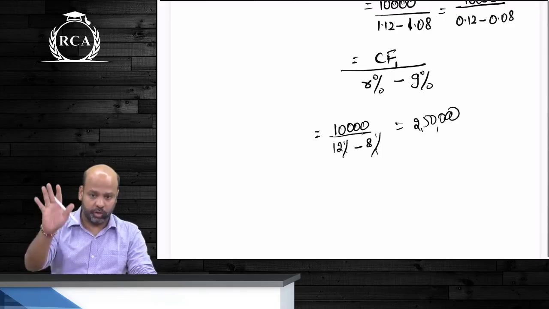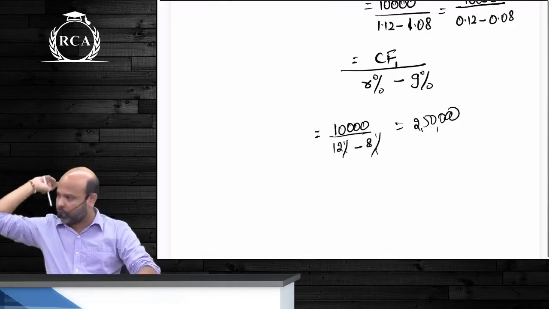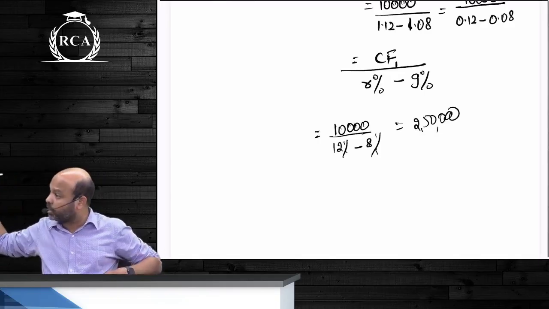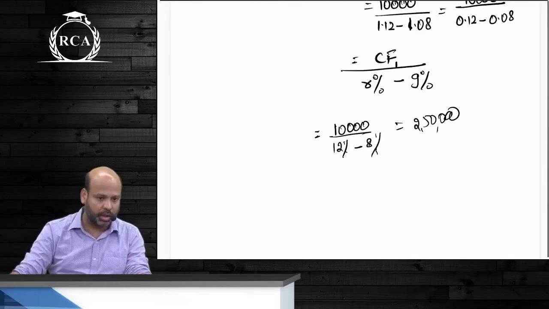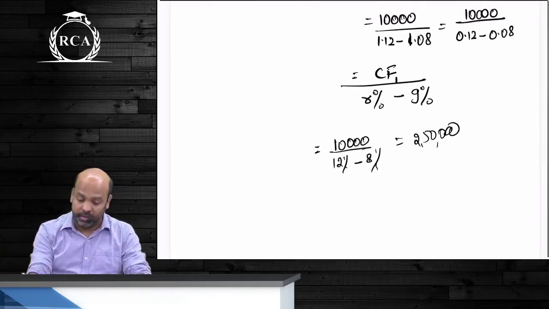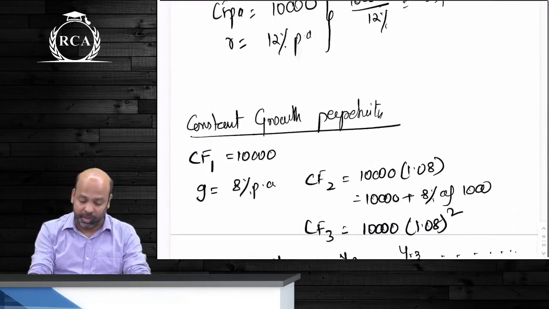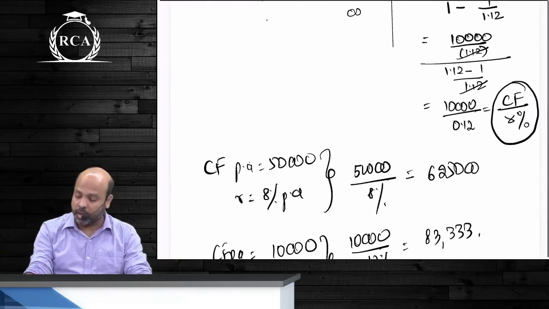If the growth rate of 8% were not there, if the cash flow is constant at 10,000 every year, the present value would be 10,000 divided by 12%, which would be 83,333. Are we understanding this? Yes or no? Did everyone understand? Please understand that when I was writing present value of constant perpetuity, I simply wrote cash flow by R%.